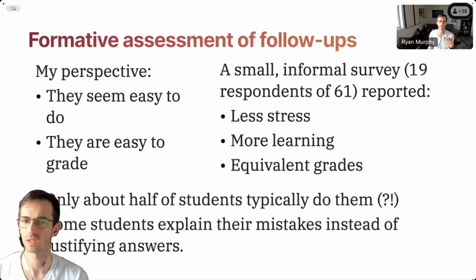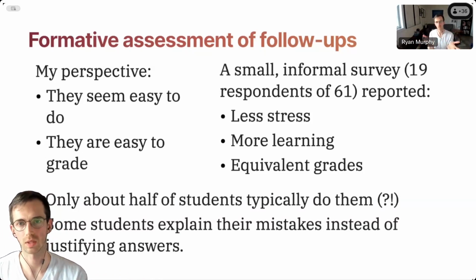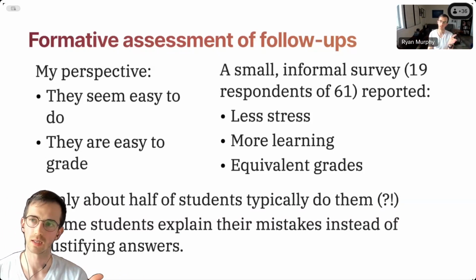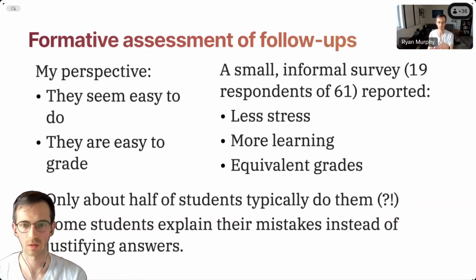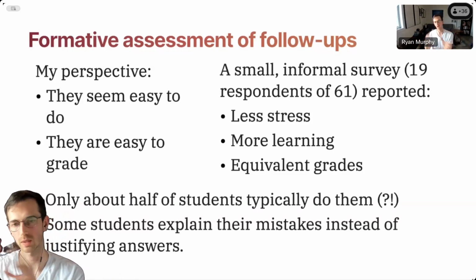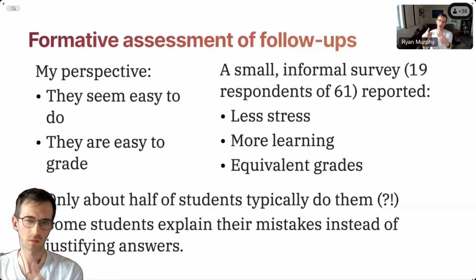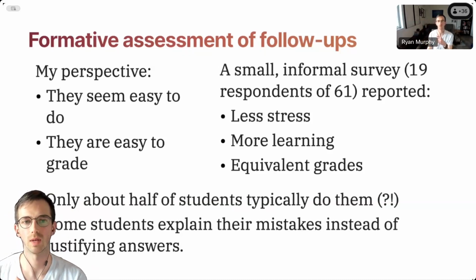Some weird findings: only about half of students do these things. I don't know why. It should be a really easy thing for them to do, but for some reason, lots of students leave the bonus marks on the table. And some students, instead of doing what I've asked them to do, simply explain their mistakes. Oh, I was thinking about this incorrectly, and then they don't say anymore. So there's a metacognitive aspect of this that I haven't quite figured out yet, and maybe with better instruction, these students wouldn't take that approach.